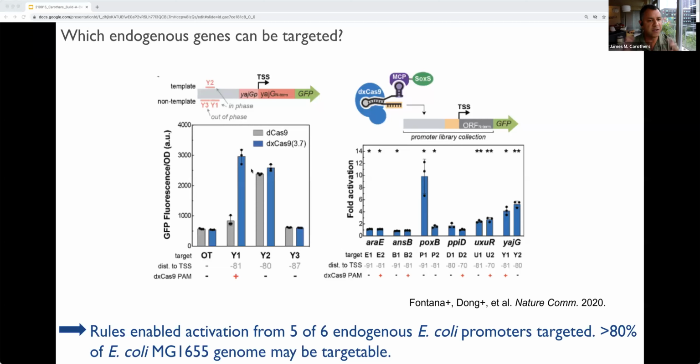Now, of course, there's a lot more that we'd like to understand about the rules for activating endogenous genes, particularly whether we could make CRISPRa-directed expression levels quantitatively predictable. But even at this stage, it looks like something like 80% of the E. coli genome might be targetable using these tools and the general approach.